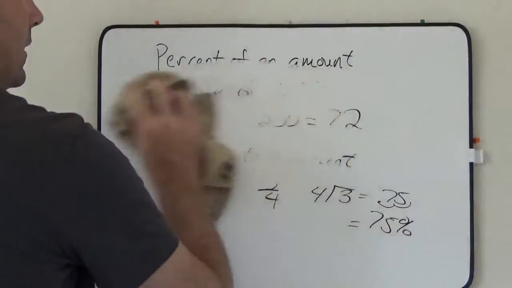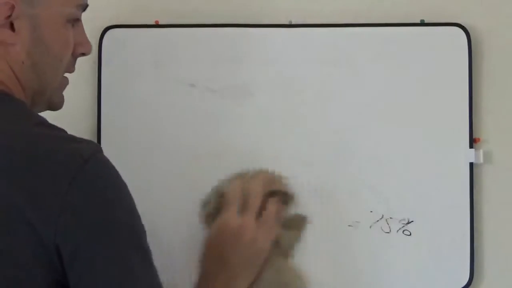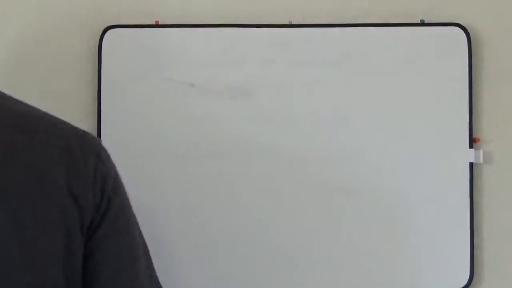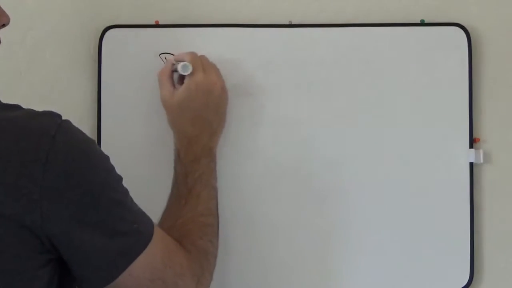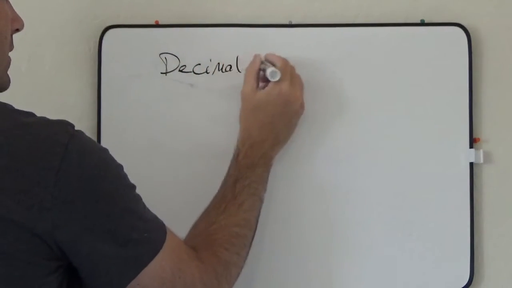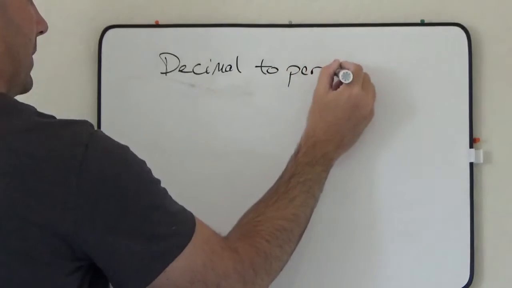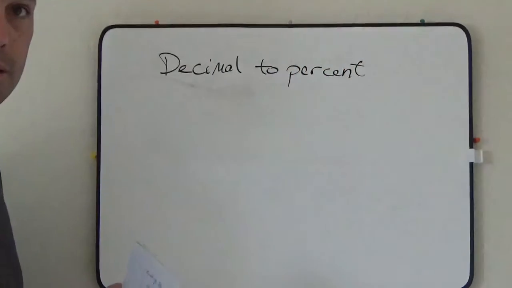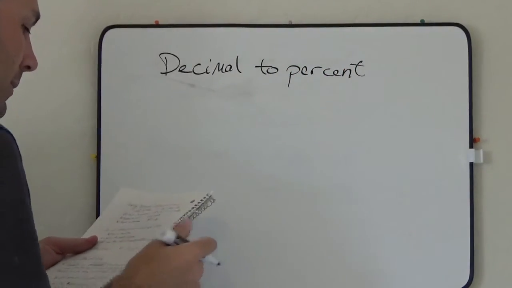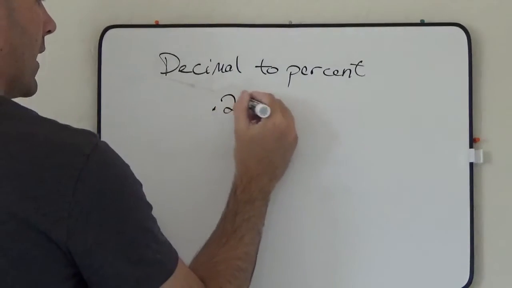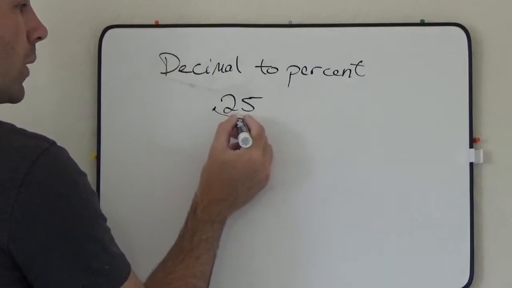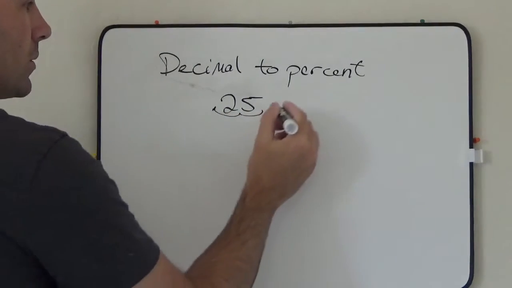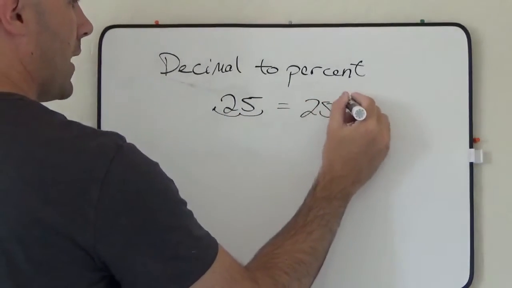Okay. Next, it's my high quality board here. Decimal to percent. Hopefully you guys can see this just fine. A decimal to a percent, if I have 0.25, I kind of just did this, but this is my decimal. I move the decimal twice to the right to change a decimal to a percent, and this is 25%.